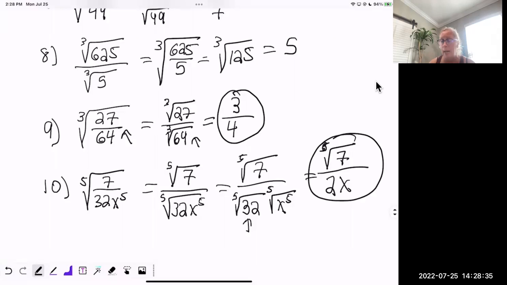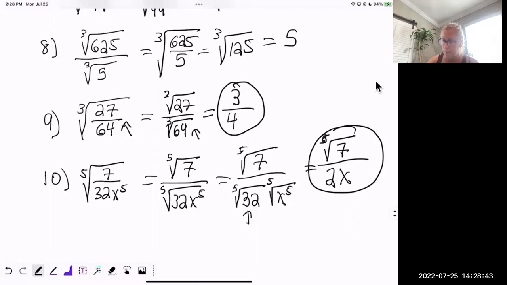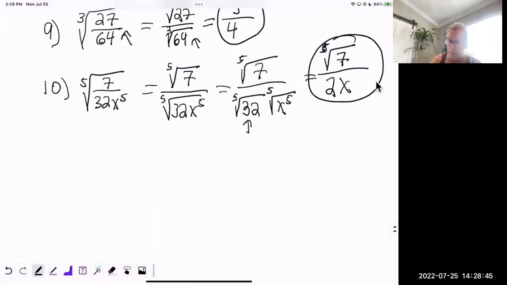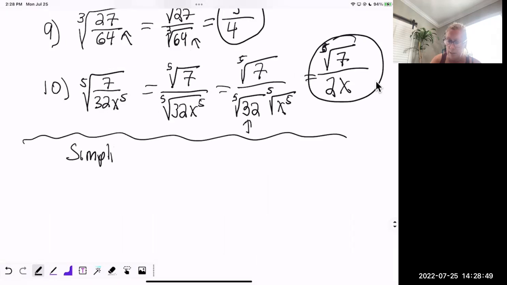All right, so we're going to go back now a little bit, and we're going to work on what I did with radical 40. We're going to break them into pieces when they're not perfect squares. So we're going to simplify radicals, just like the square root of 40 I did earlier.